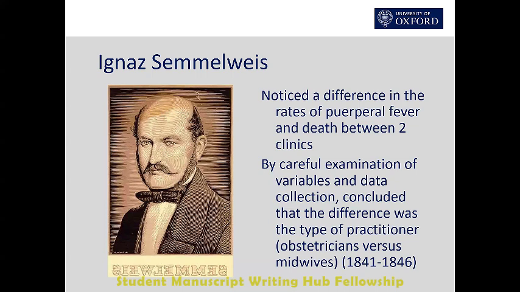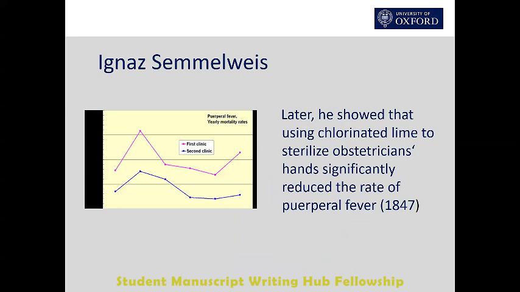to 1846. He noticed that there was a difference in the rate of death between two clinics based on fever. And then he started looking at the variables and saw that there's a clinic that was run by obstetricians and there was a clinic run by midwives. And he saw that, okay, what is it that they do differently? And then he found out that it's the washing of hands, simple. Obstetricians washed hands before they take their bath. Midwives didn't wash. And that alone was able to show that difference.